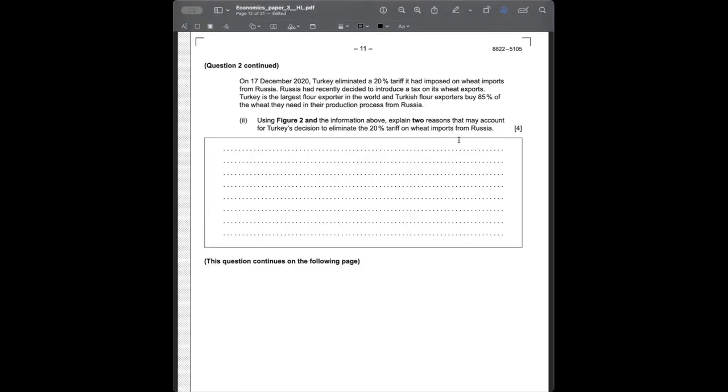On 17 December 2020, Turkey eliminated a 20% tariff it had imposed on wheat imports from Russia. Russia had recently decided to introduce a tax on its wheat exports. Turkey is the largest flour exporter in the world, and Turkish flour exporters buy 85% of the wheat they need in their production process from Russia. Using figure 2 and the information above, explain 2 reasons that may account for Turkey's decision to eliminate the 20% tariff on wheat imports from Russia.